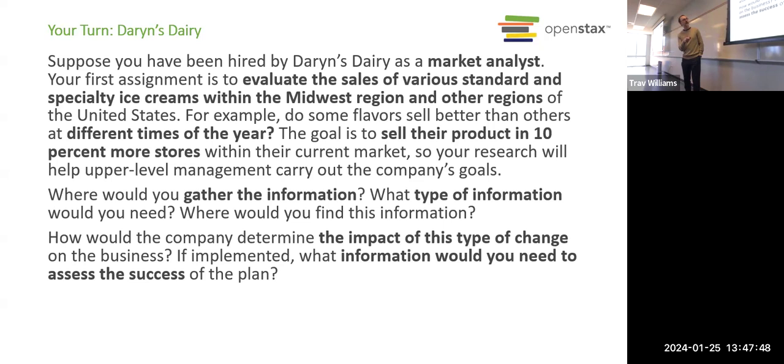Are some selling better at certain times of the year? And we're trying to increase sales so that we're selling in 10% more stores than we currently sell in. So where would we get information to help us evaluate our current ice cream sales and figure out how to increase and sell in 10% more stores? Where would we go to get information on that?